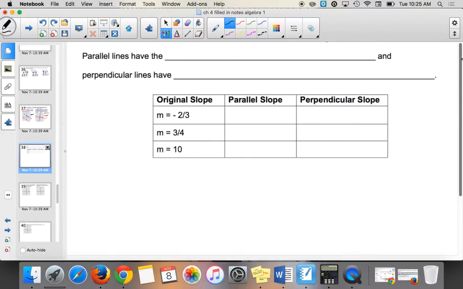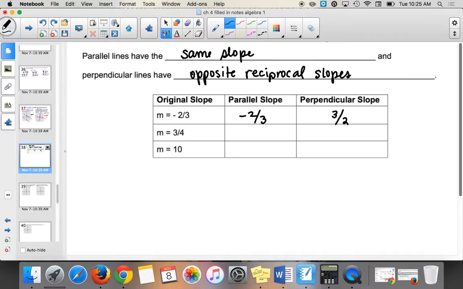So it says parallel lines have the same slope and perpendicular lines have opposite reciprocal slopes. So I've created this little table here. So let's say our original slope is negative 2/3. If it's going to be parallel, we have the same slope, right? So it's also going to be negative 2/3. But if it's perpendicular, we flip the fraction over and we make it the opposite sign. So instead of having 2/3, I flip it and make it 3/2. And instead of being negative, it's going to be positive.